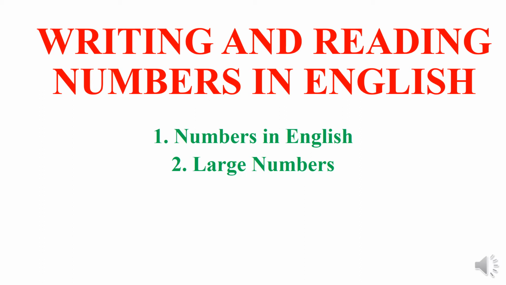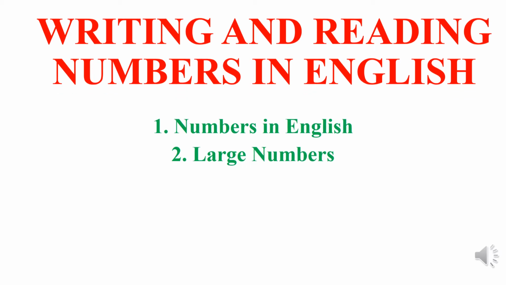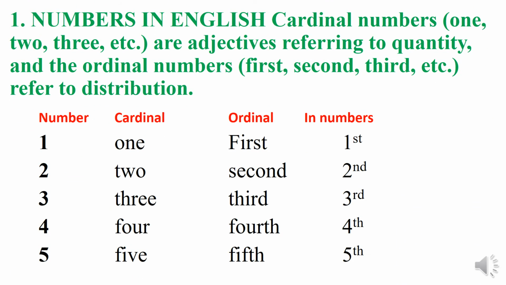Let's start our lesson. First, we are going to see numbers in English. Numbers in English are divided into two parts. We have cardinal numbers. For example, when you say 1, 2, 3, 4, and so on.